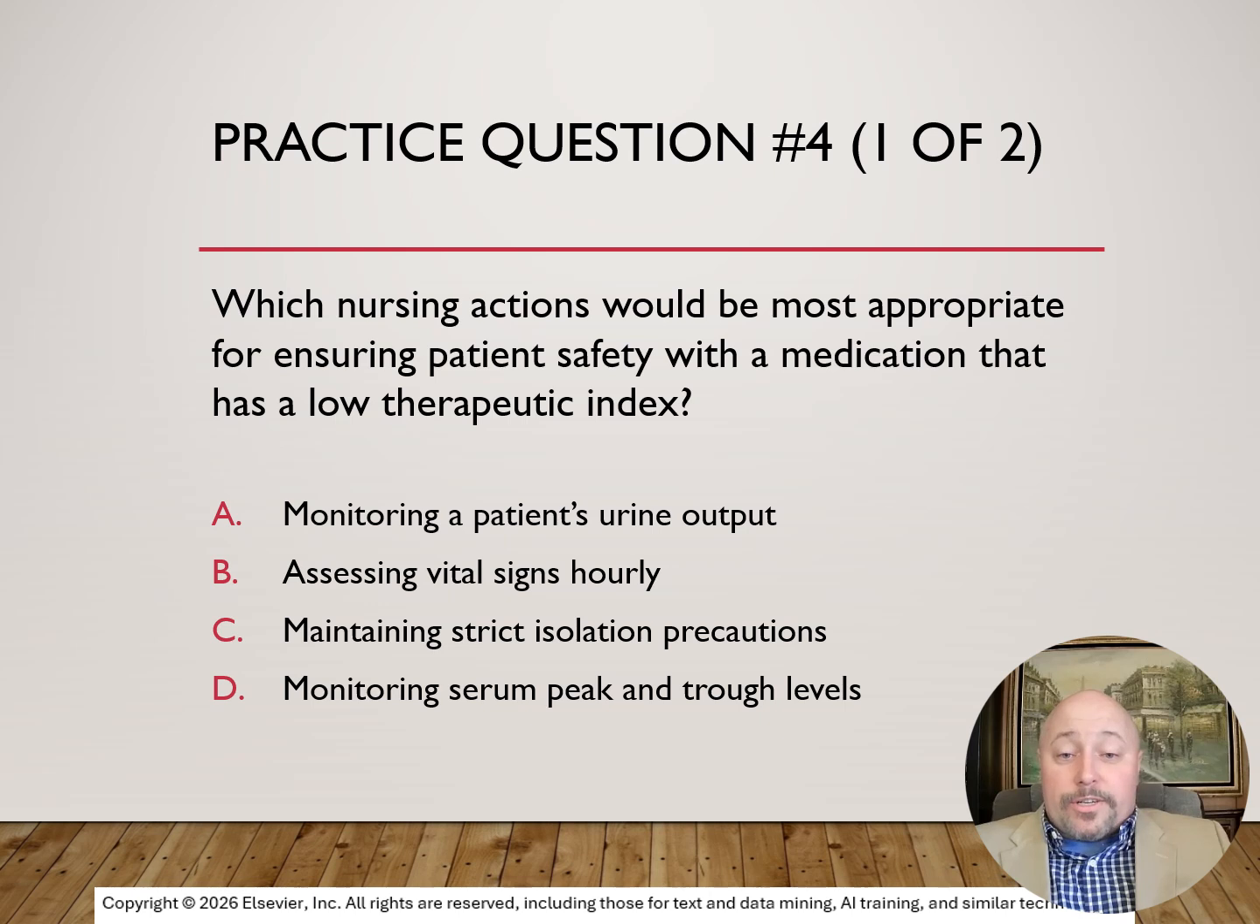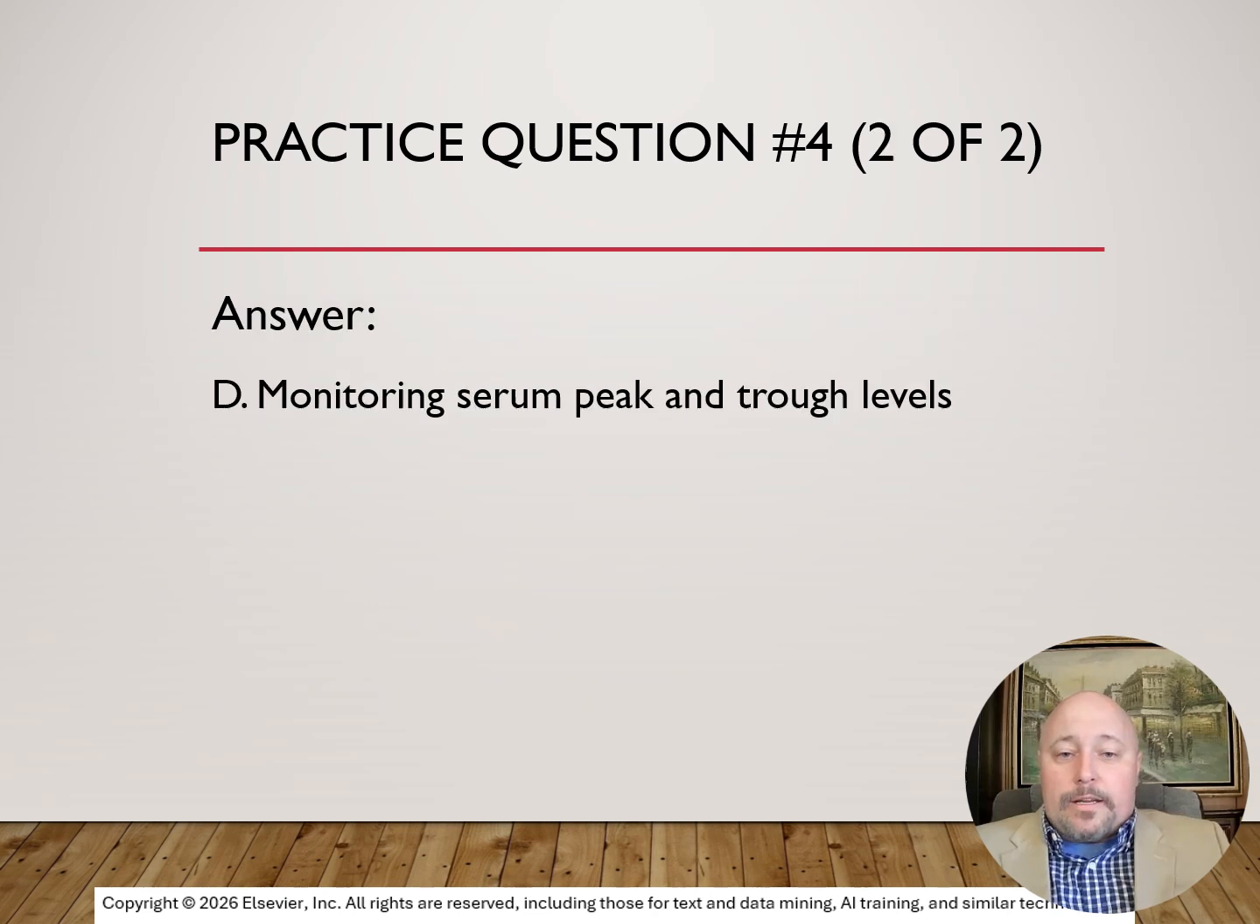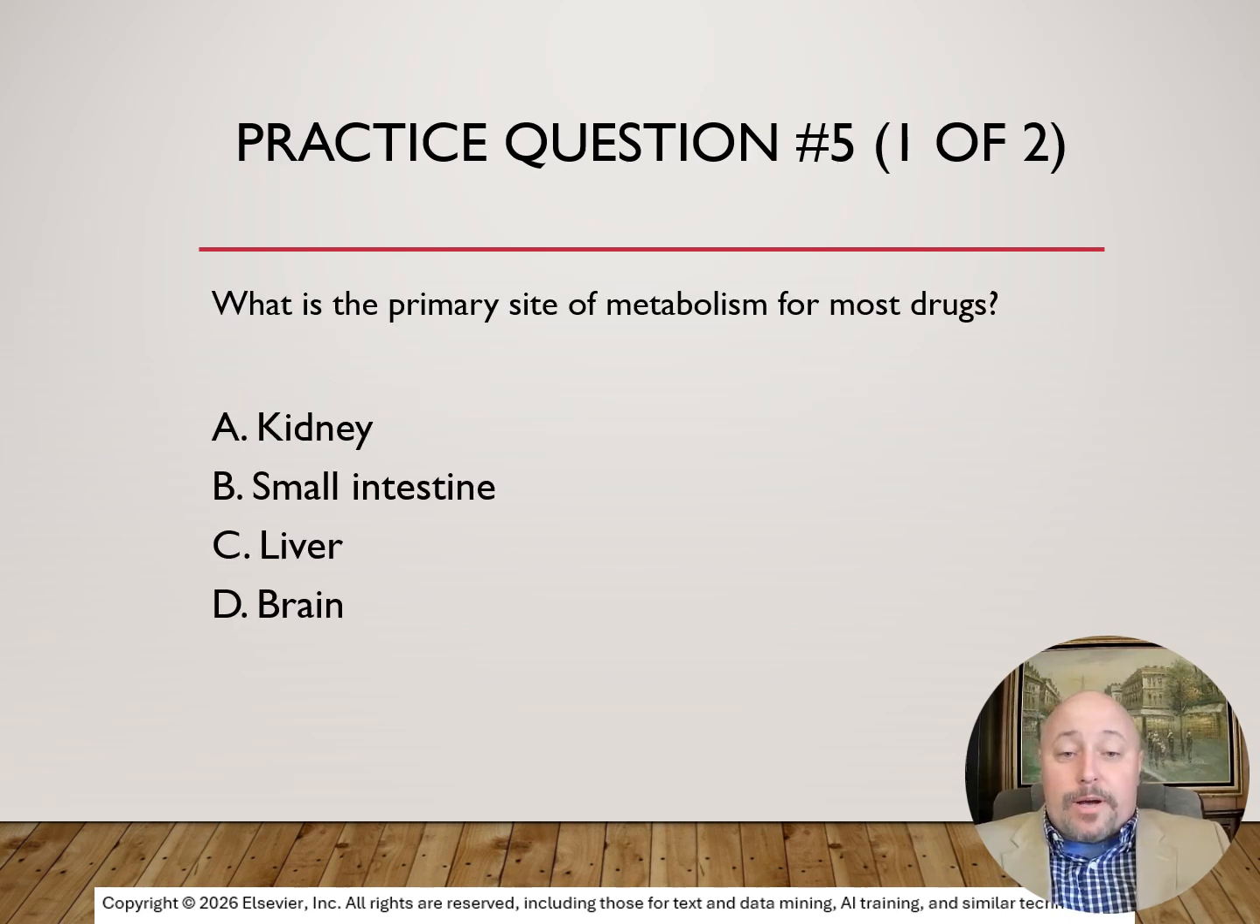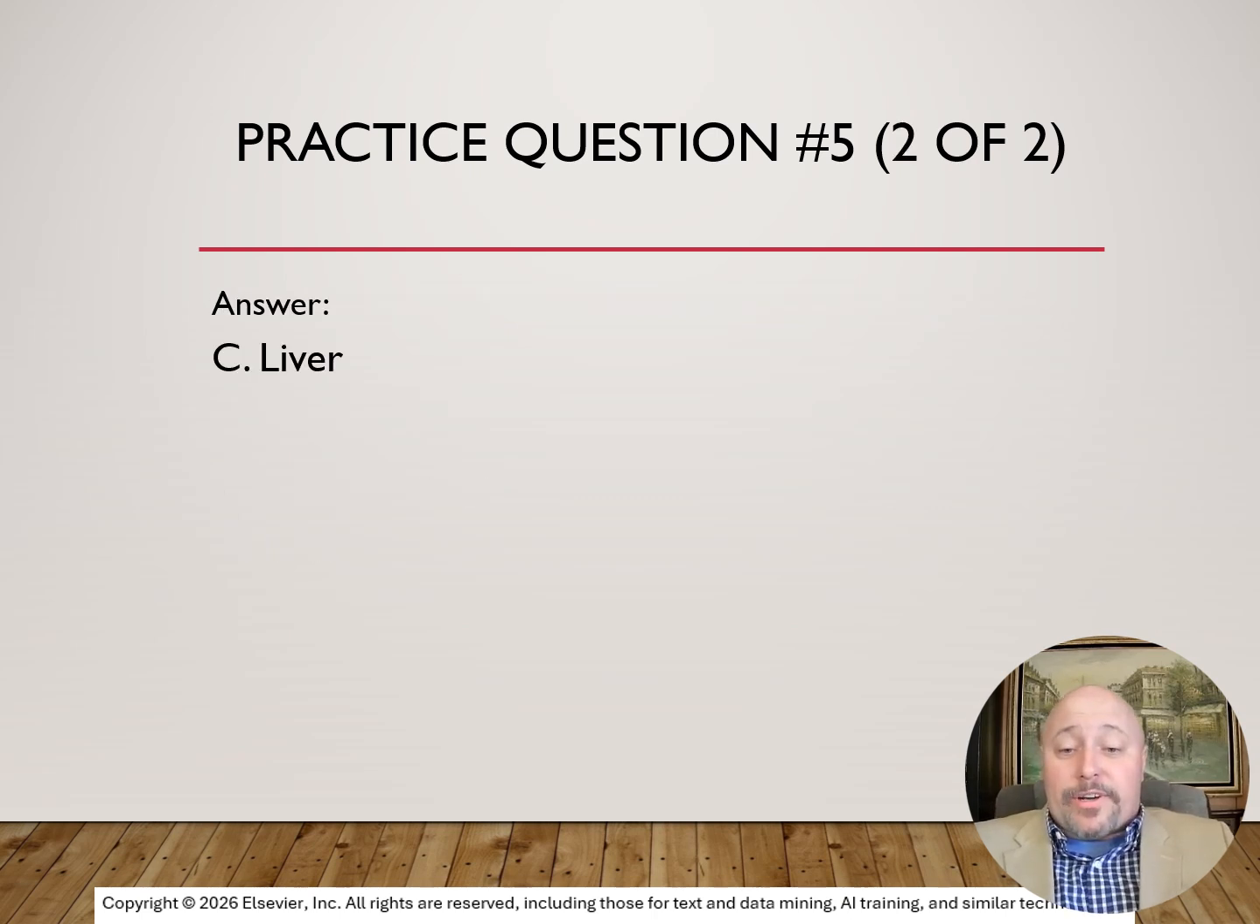For question four, which nursing action would be most appropriate for ensuring patient safety with a medication that has a low therapeutic index? That'd be A, monitoring a patient's urine output, B, assessing vital signs hourly, C, maintaining strict isolation precautions, or D, monitoring serum peak and trough levels? And that answer is going to be D, monitoring those serum peak and trough levels. And for our last question, what is the primary site of metabolism for most drugs? Is that A, kidney, B, small intestine, C, liver, or D, brain? And that answer is going to be C, the liver.